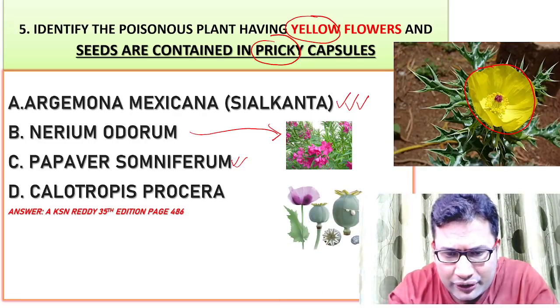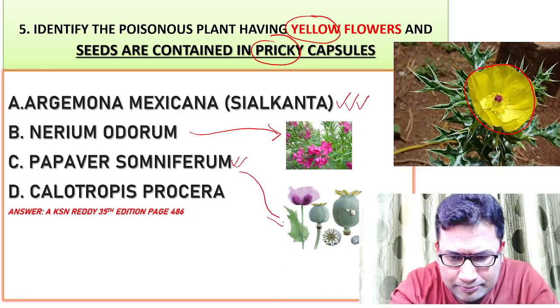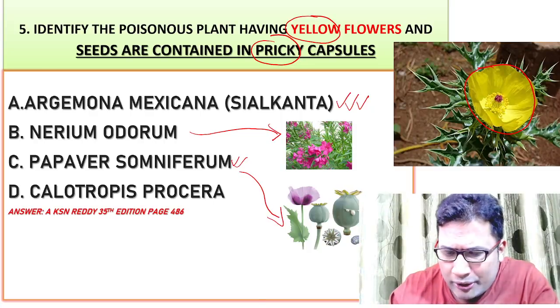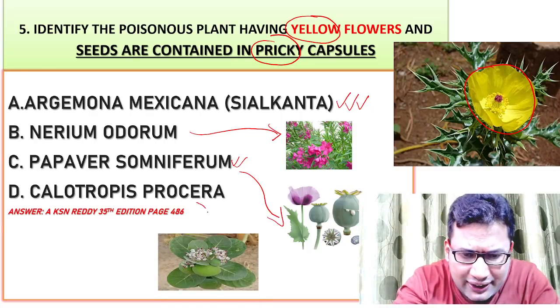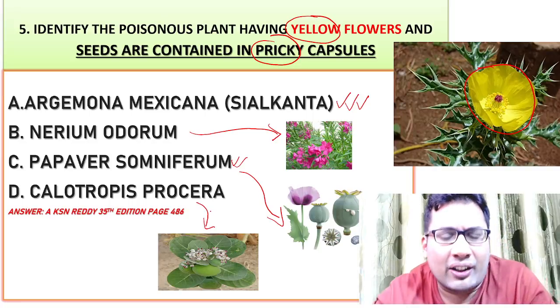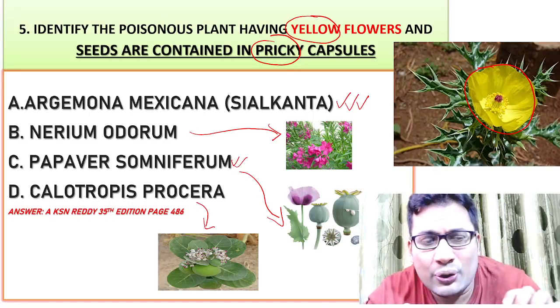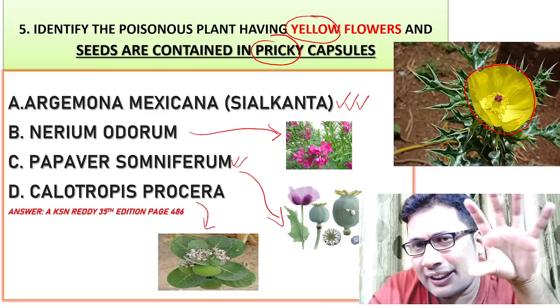Papaver somniferum is nothing but the opium plant. Let's see how it looks. This is how it looks, Papaver somniferum looks like this. Calotropis procera is nothing but again an irritant, it looks like this. It is the madar juice. So the answer for this question is Argemone mexicana.